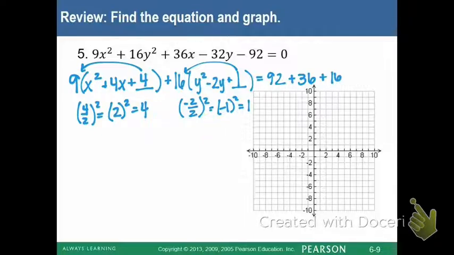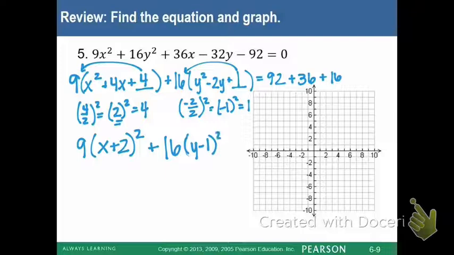So my next step is to rewrite it here. Remember that I still have the 9 out in front. I can rewrite my trinomial as x plus 2 squared. Remember, I'm using that number there. Plus the y's, I've got the 16 out in front. And I'll have x, or I'm sorry, it's y, y minus 1 squared. And then equals, when I add all of that together, I get 144.